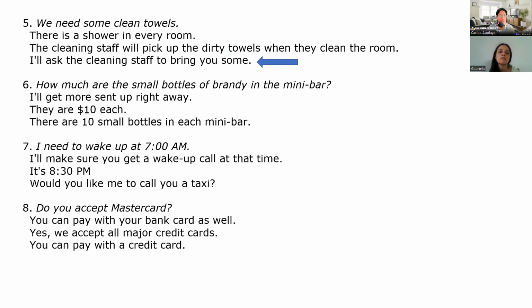How much are the small bottles of brandy in the minibar? They are $10 each. Remember that we don't say they are $10 every. Do you remember that I explained the difference between every and each? Yes.